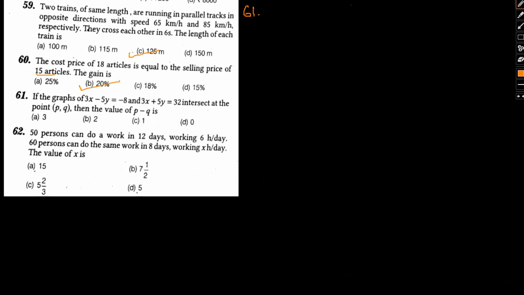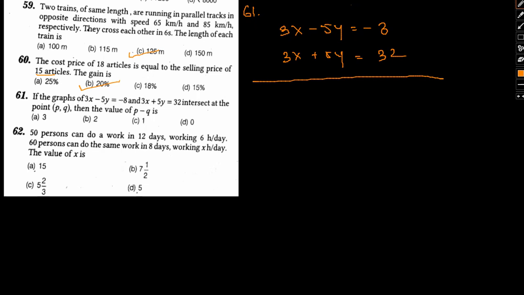As given, if the graphs of 3x minus 5y equal to minus 8 and 3x plus 5y equal to 32 intersect at point P and Q, then we need to find P minus Q. So simple. There are multiple ways to do this. One would be simply plotting the graph of the same, but a simple way would be simply solving the equations. So here what we have, 3x minus 5y equal to minus 8 and 3x plus 5y equal to 32. Let me add these up. 6x equals 24, therefore x equal to 4, and also y in this case would come out to be 4.